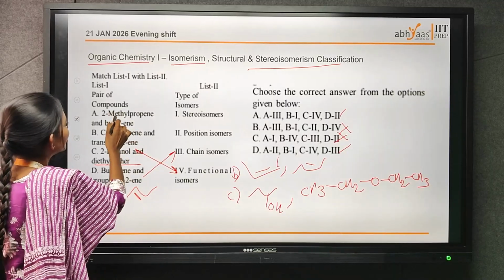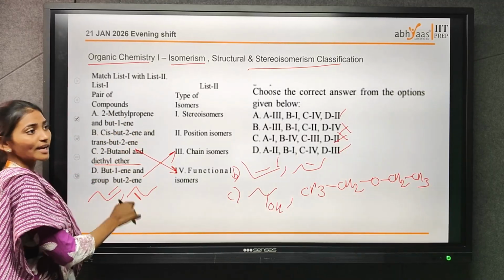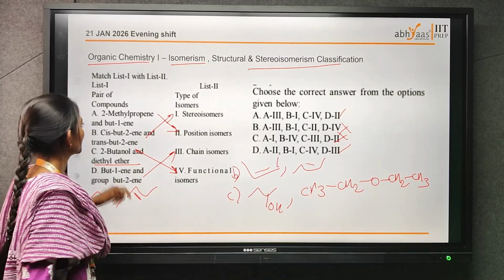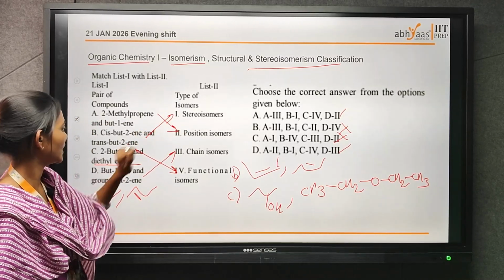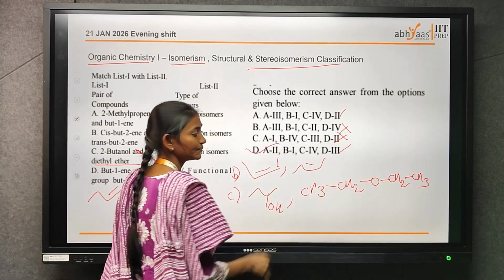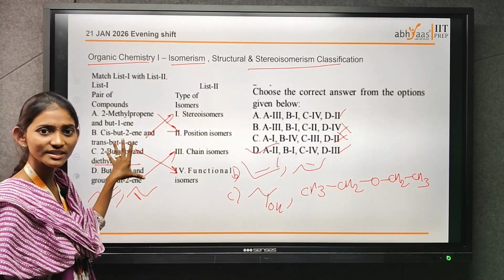And coming to this, methylpropene and but-1-ene is what? Position isomerism. And cis and trans are stereoisomerisms. Therefore A2, B1, C4 and D3. So the option will be D, right? And it is not that lengthy, it is a moderate question.